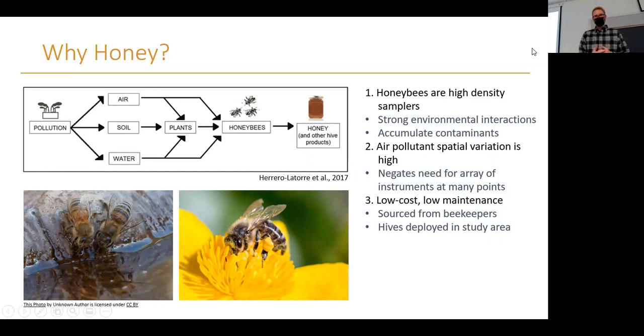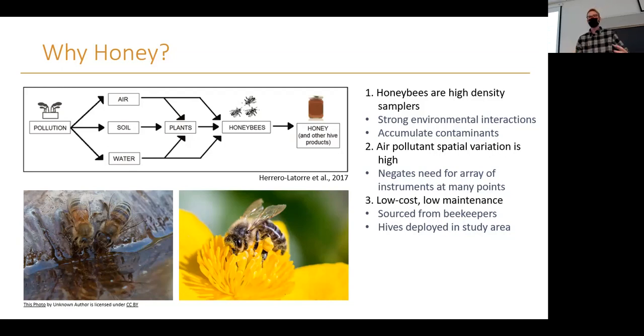So there are multiple pathways by which these pollutants can enter honey. And so when honeybees are foraging, they forage generally within a 2-kilometer radius, and they can travel up to 15 kilometers per day. And this happens thousands of times on the scale of the hive. So they make for excellent samplers.